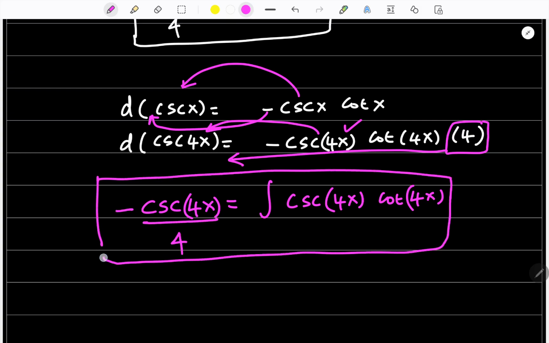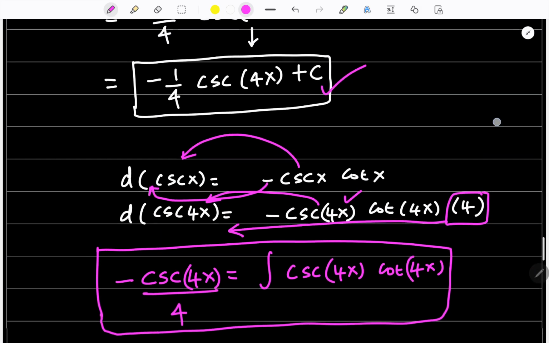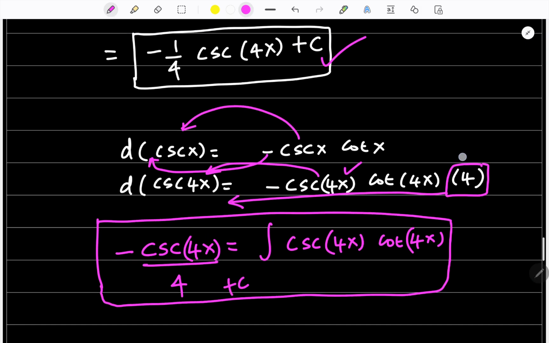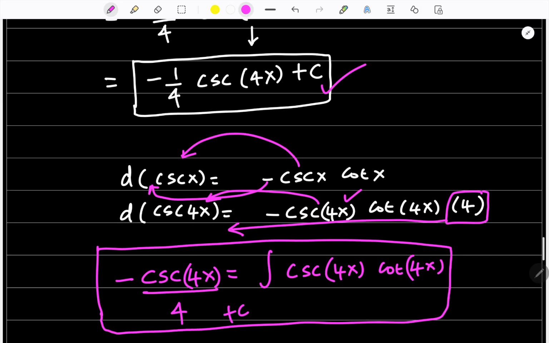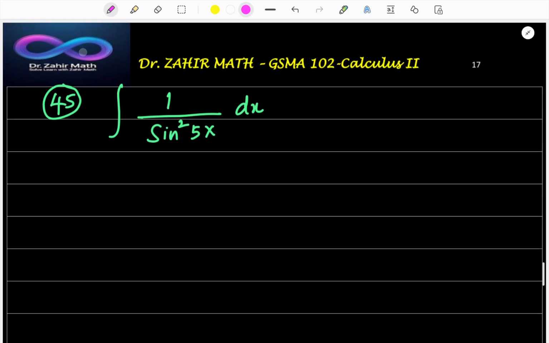Look at the shortcut. This is the shortcut. Look here, you got the same answer, plus integrating constant c, of course, it is understood. So in the derivative, it is multiplying, but in the integration, it is dividing. Okay, let's go to the next question.